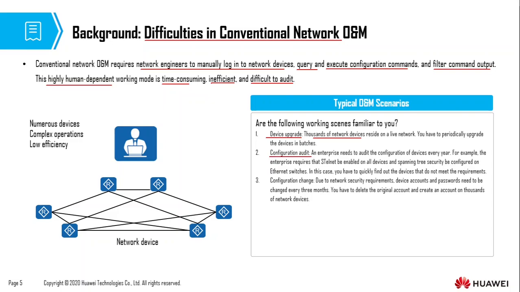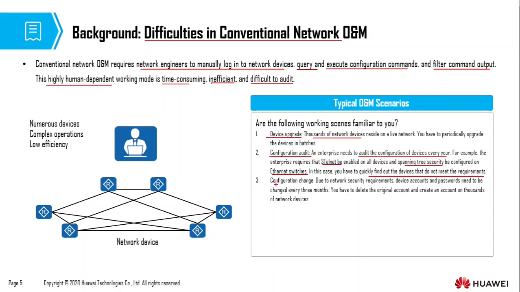Also, configuration audit. An enterprise needs to audit the configuration of devices every year. So for example, the enterprise may require that secure telnet be enabled on all devices, and STP security, for example, is also enabled on Ethernet switches. So in this case, you have to quickly find out the devices that do not meet these particular requirements, devices that do not support, for example, STP security or secure telnet. So that is what we call configuration audit. That's another task that is common on networks.